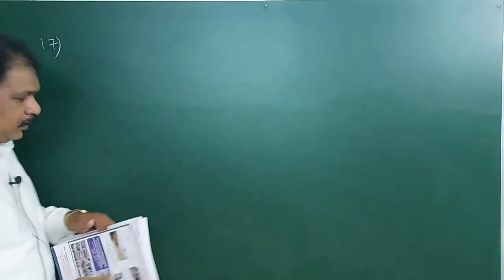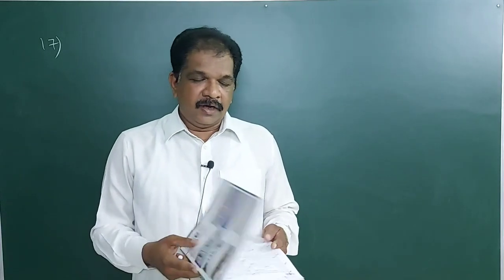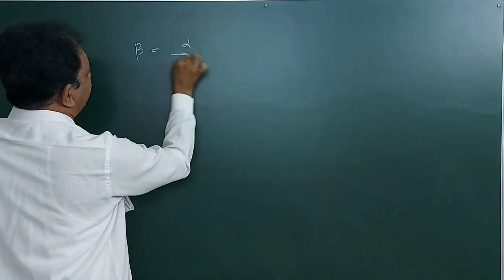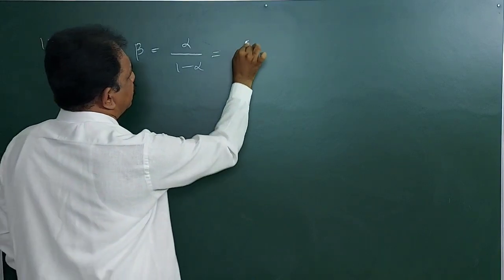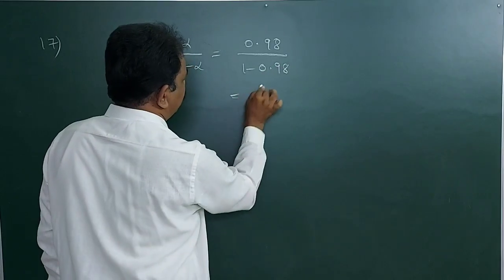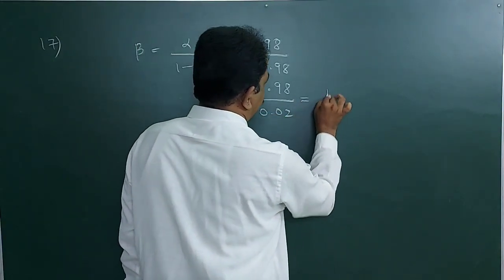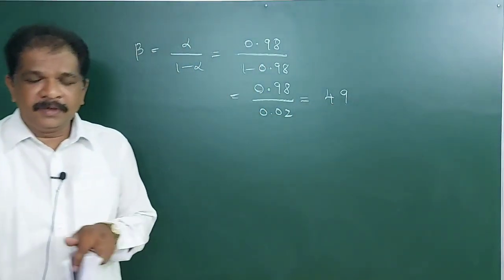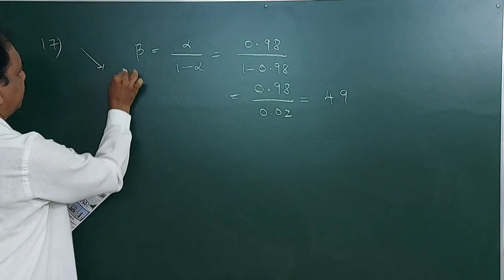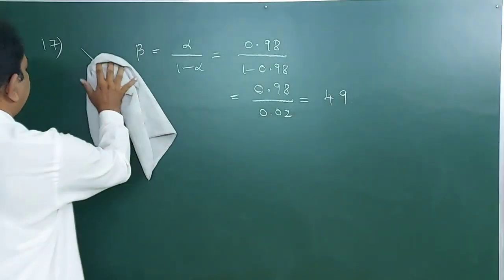What they are asking in 17: alpha value is given, beta value is how much? Beta is equal to alpha by 1 minus alpha. 0.98 by 1 minus 0.98, 0.98 by 0.02. This value will be 49. We got 17. It will be the second option. Okay. Next, 18.